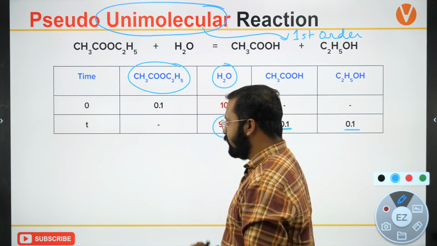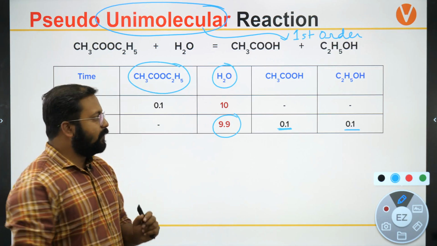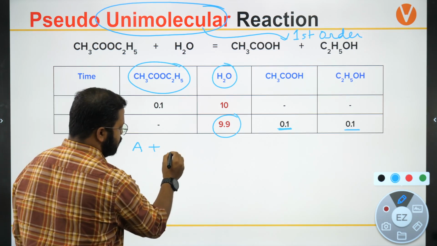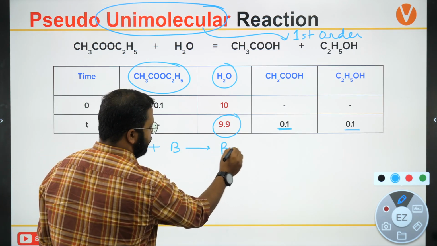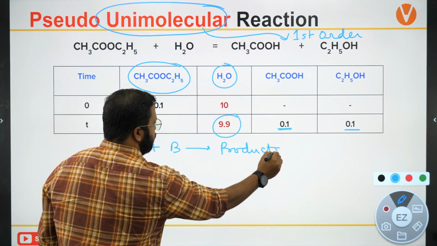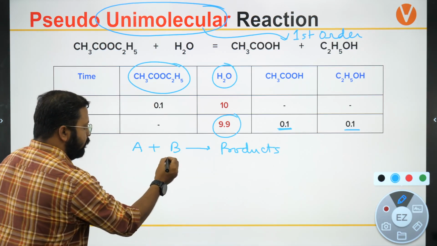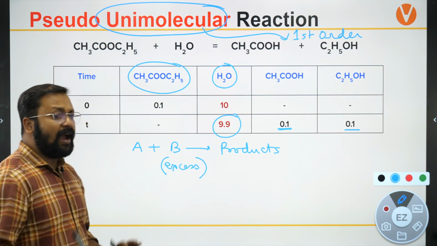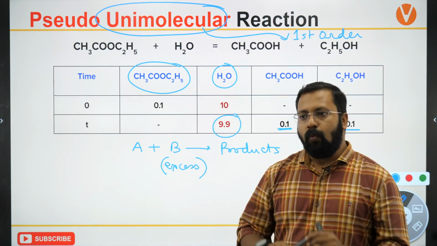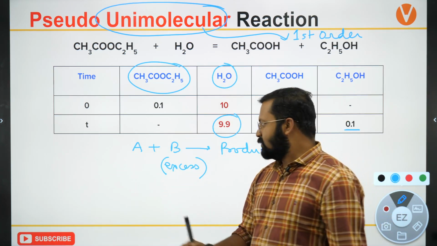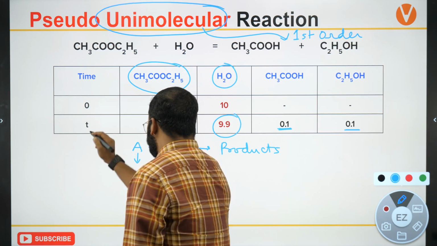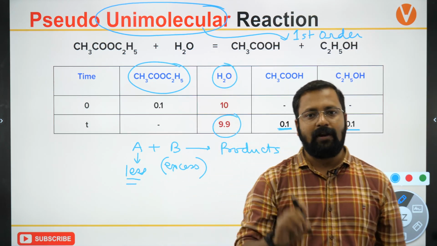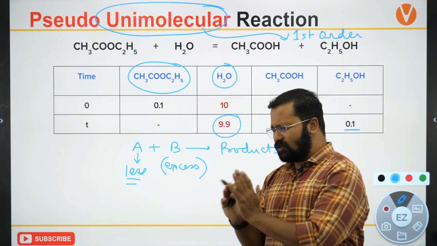So it is very vital to know that whenever we talk about a pseudo unimolecular reaction, we have taken the reaction of this type, A plus B giving rise to products, where B is in excess. Okay, one of the reactant is in excess, the other reactant is very very small.